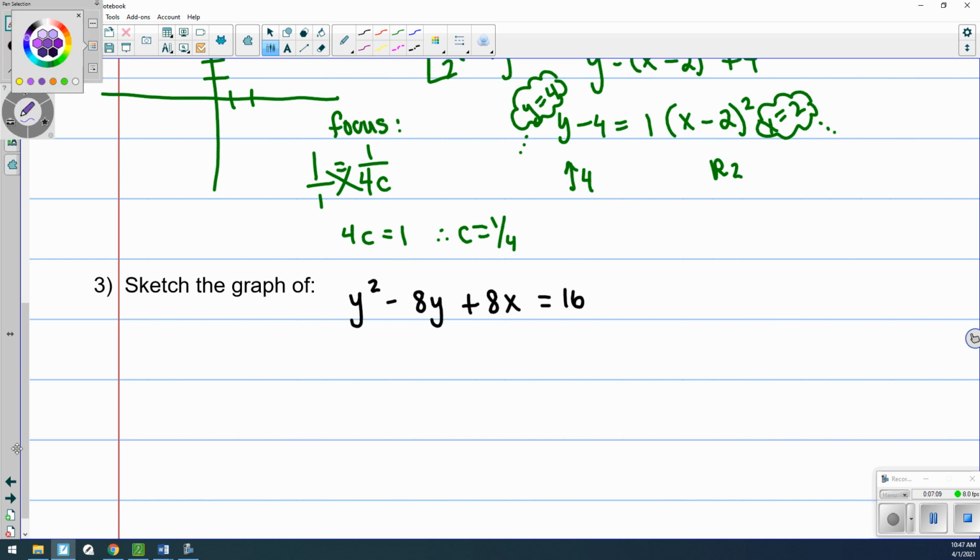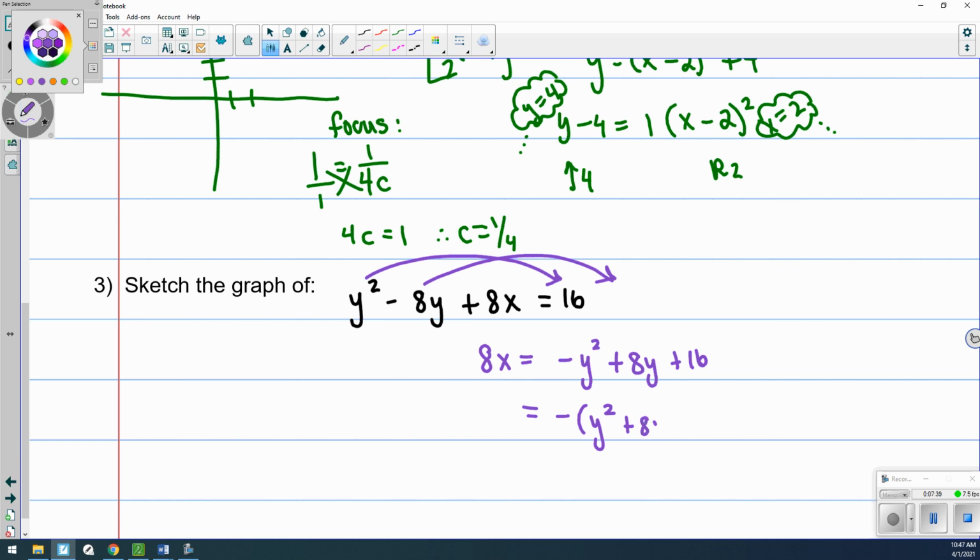Where do we begin? Let's start with 8x is equal to negative y squared plus 8y plus 16. So do you see what I did here? I moved this one over and I moved this one over, and when they hop over that equal sign, their signs change. Then I'm going to leave 8x alone for right now, and I'm going to factor out a negative. That gives me y squared minus 8y minus 16. When you factor out the negative, the signs change. Silly me.